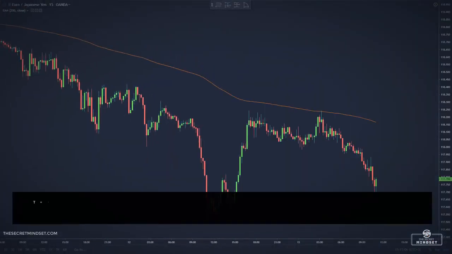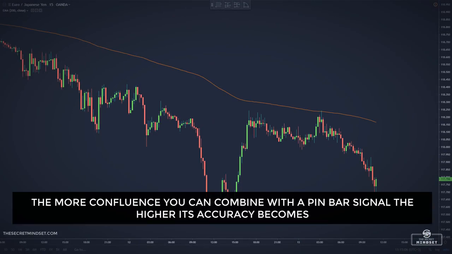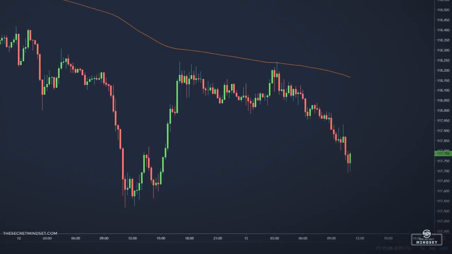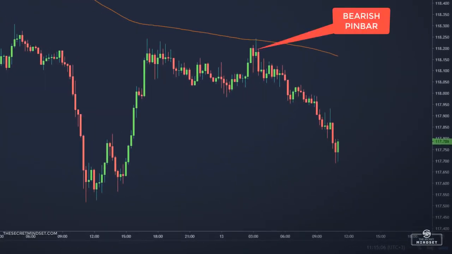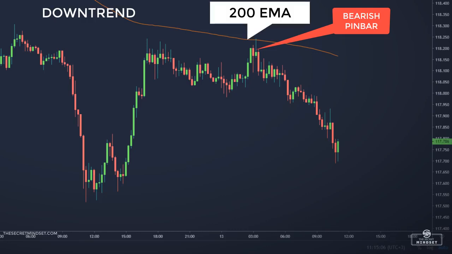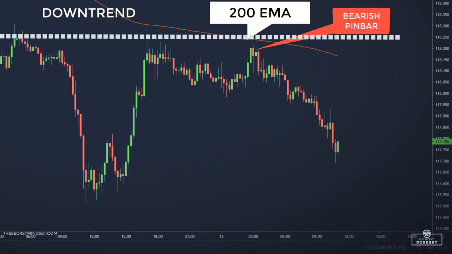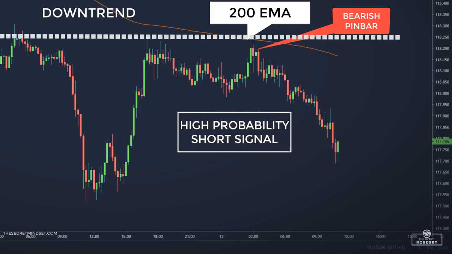The more confluence you can combine with a pin bar signal, the higher its accuracy becomes. In this example, we are looking at a bearish pin bar sell signal that formed in the context of a downtrending market and formed at the confluent area in the market. The confluence between the dynamic moving average resistance zone, the horizontal resistance, and the downtrend gave a lot of weight to the pin bar signal. When we get well-defined pin bars like this, that have formed at a confluent area or a level in the market, it's a very high probability setup.